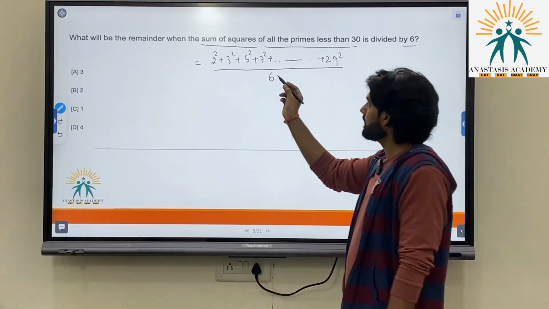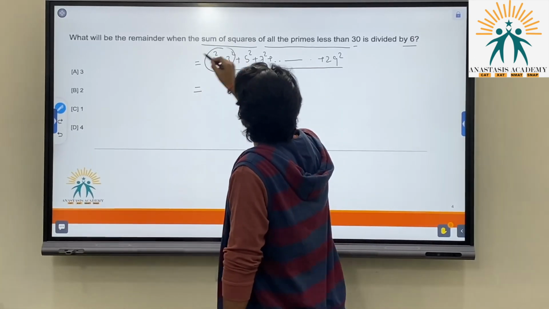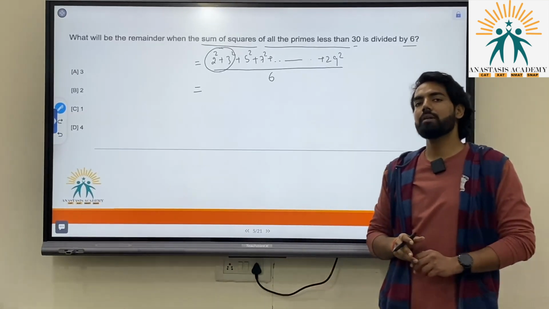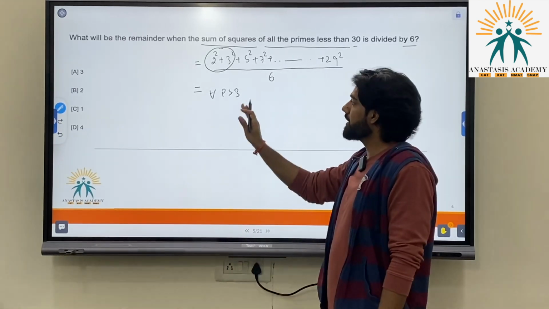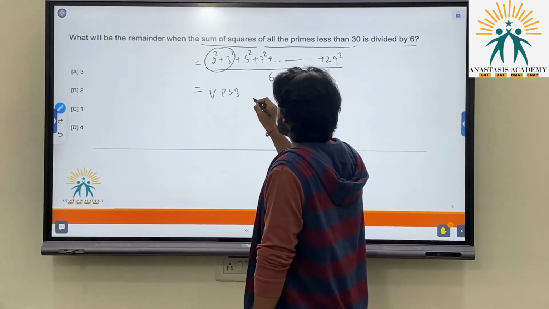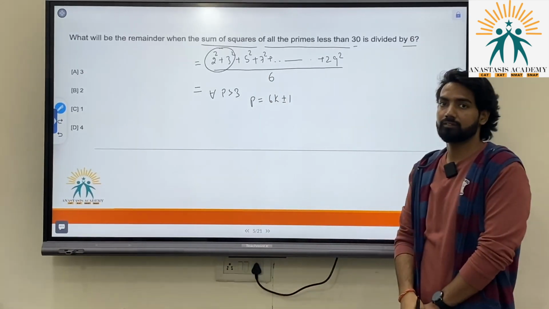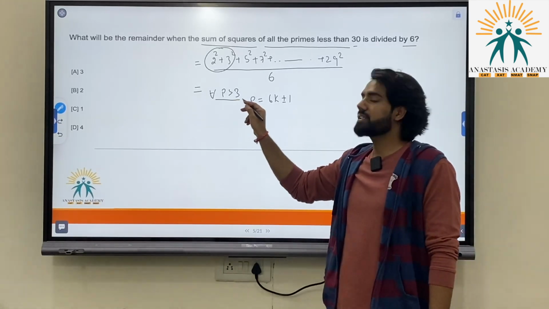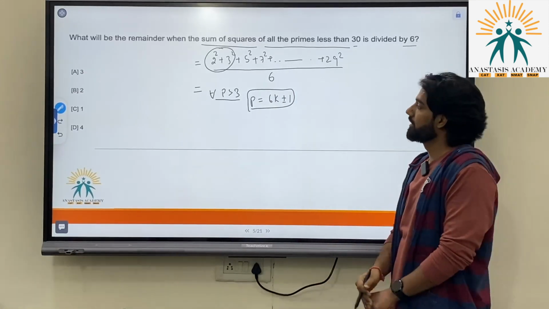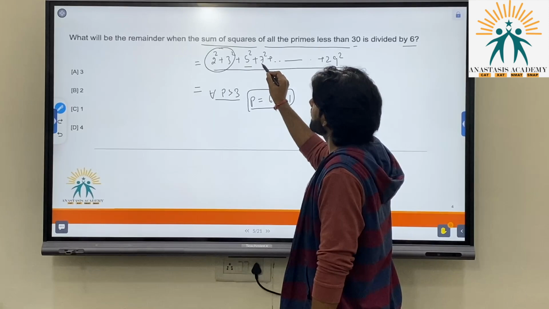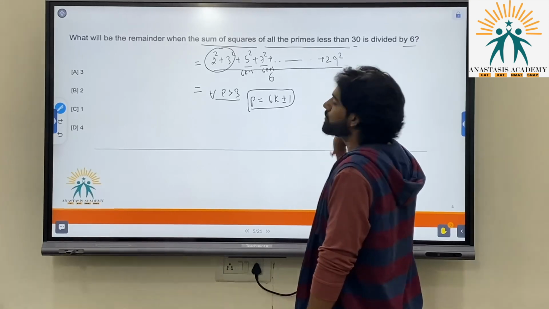So, just take these separately. We know one property of prime numbers: all the primes greater than 3 can be represented in this form: 6k plus or minus 1. So all the primes greater than 3 can be represented as 6k plus 1 or 6k minus 1, and so on.